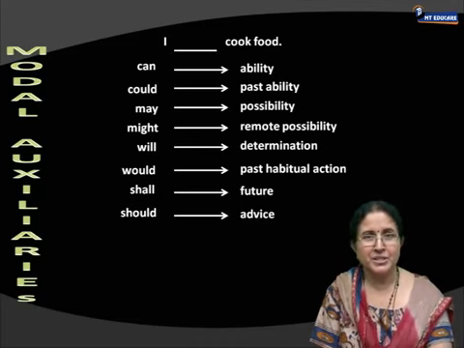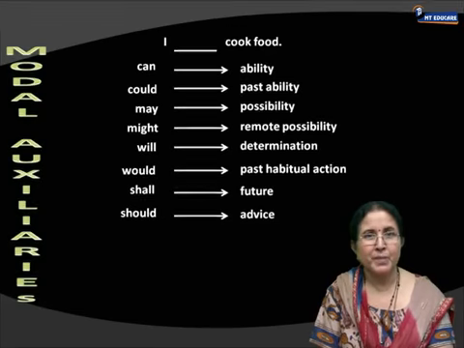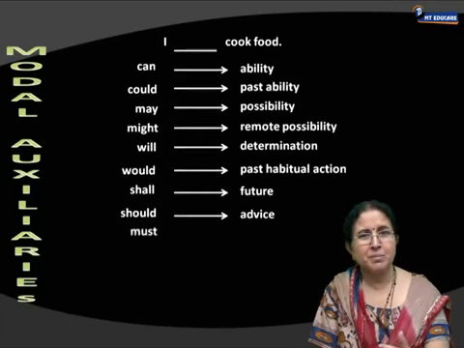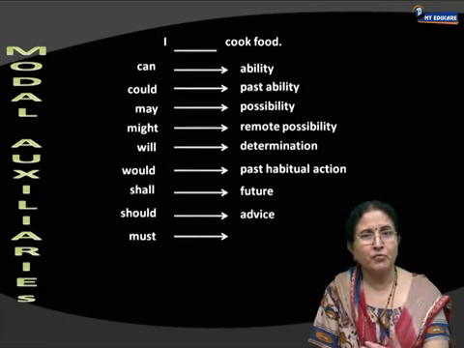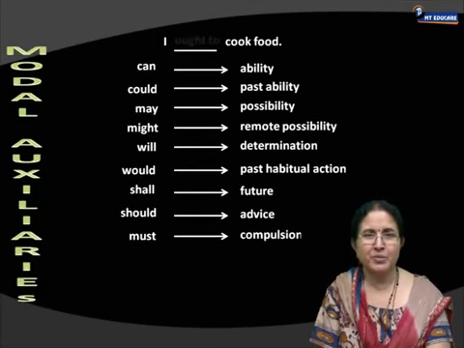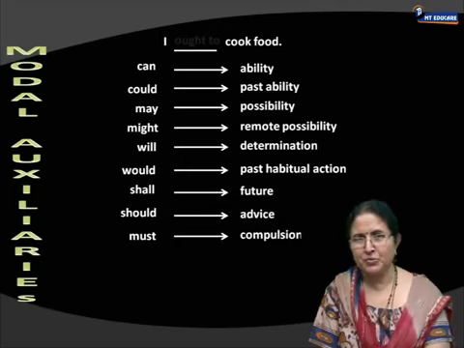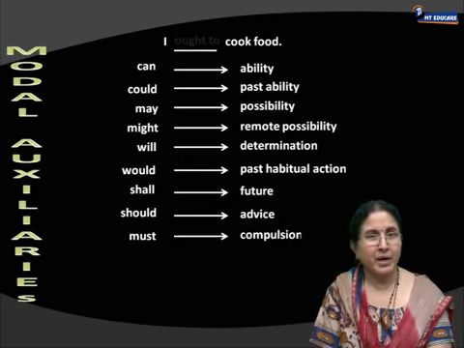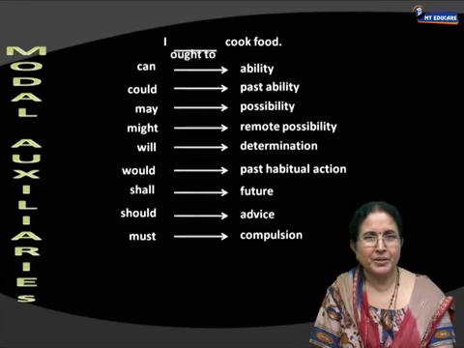So this changes. Now we have got must. Of course, should and must, almost similar in sound, but meaning is different. Must offers more of compulsion. Should is more of advice. I must cook food. Mom is not well. I have no option. I must cook food. Or guests are coming. I have no option. I can't get food from out. I must cook food. So compulsion. Now we look at this. I ought to cook food.